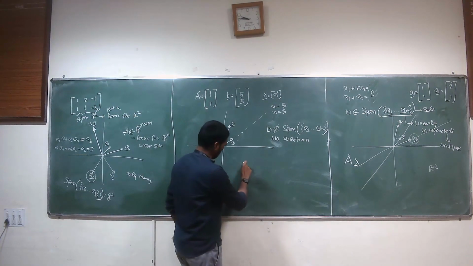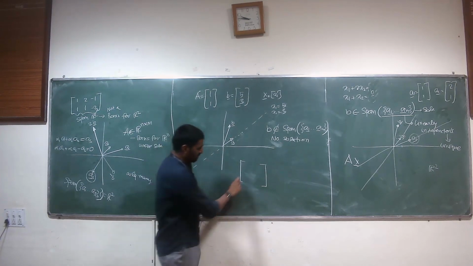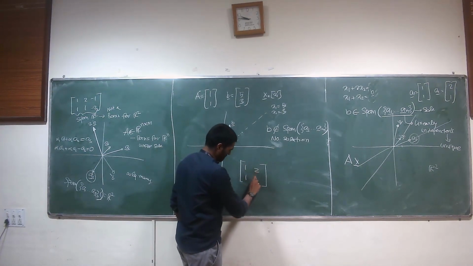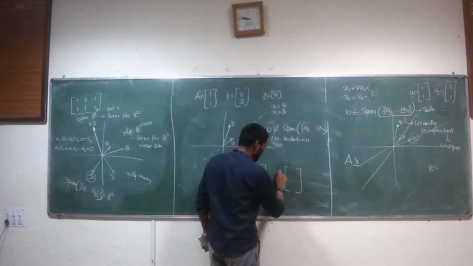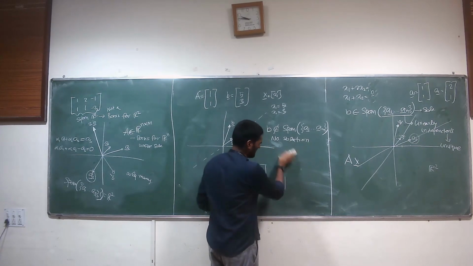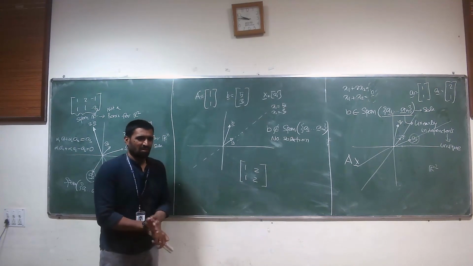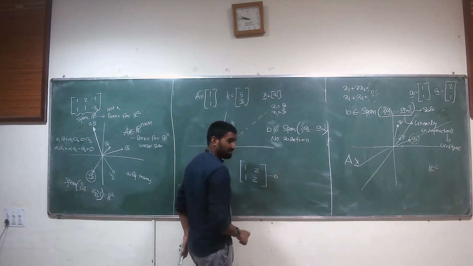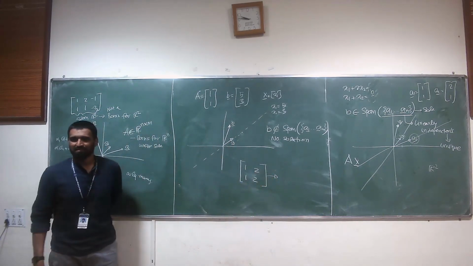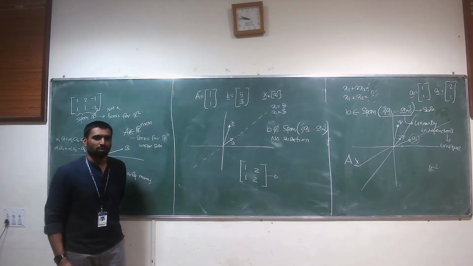Now let's look at a situation like this. If you see A like this, what all possible solutions can this system have? We don't know B. B can be anything. Can you have a unique solution? Why not?